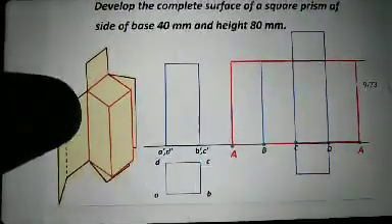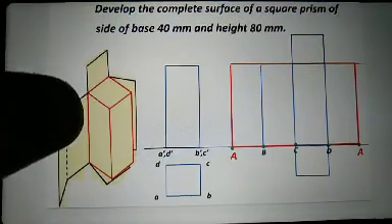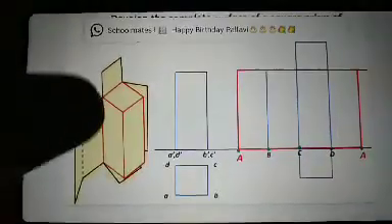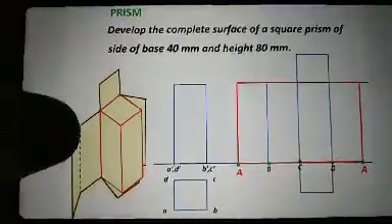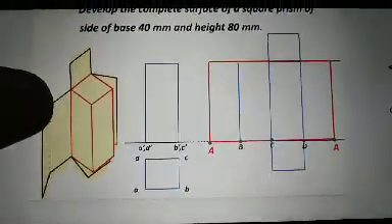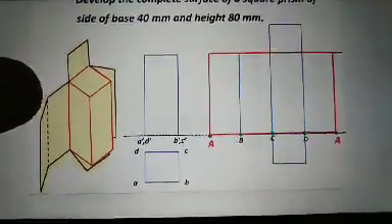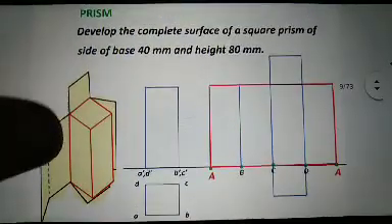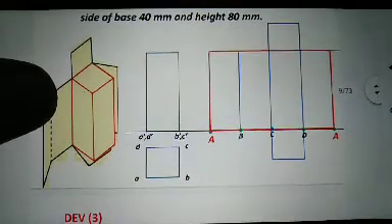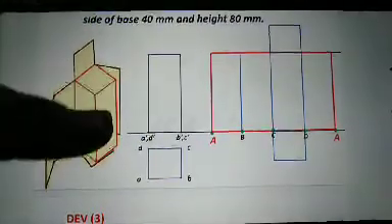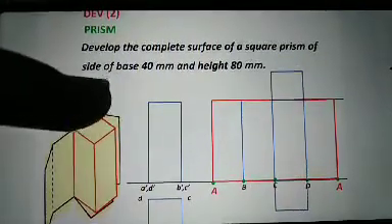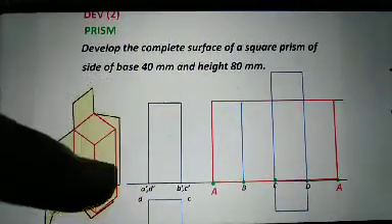This figure shows the square prism, which consists of four faces of the sides and one upper and lower face. As this, it consists of six faces. Okay, now let us see how the development of the prism is carried out with the help of this parallel line method. Suppose that a square prism is placed on HP. This is the simple example. Develop the complete surface of a square prism of the side of base 40 mm and height 80 mm.